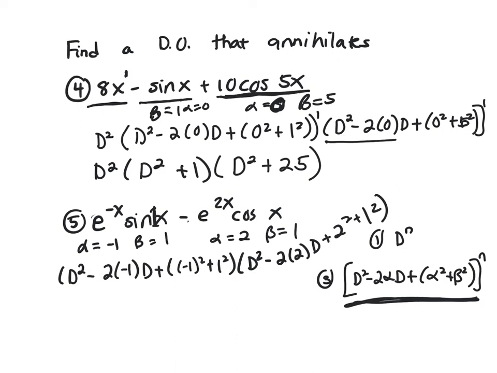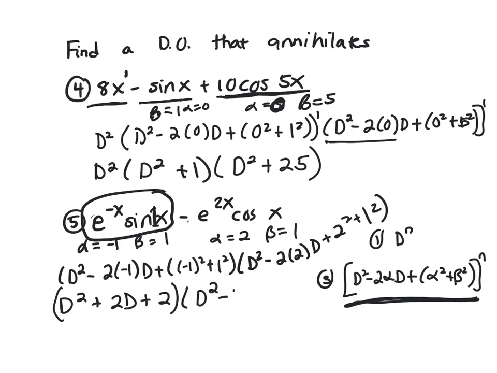Now let's simplify those. That's going to be d squared plus 2d plus 2 times, that's the first differential operator for this. And now simplify the last one. That will be d squared minus 4d plus 2 squared plus 1 squared, which will be 5. And that's the differential operator for e to the 2x cosine x.